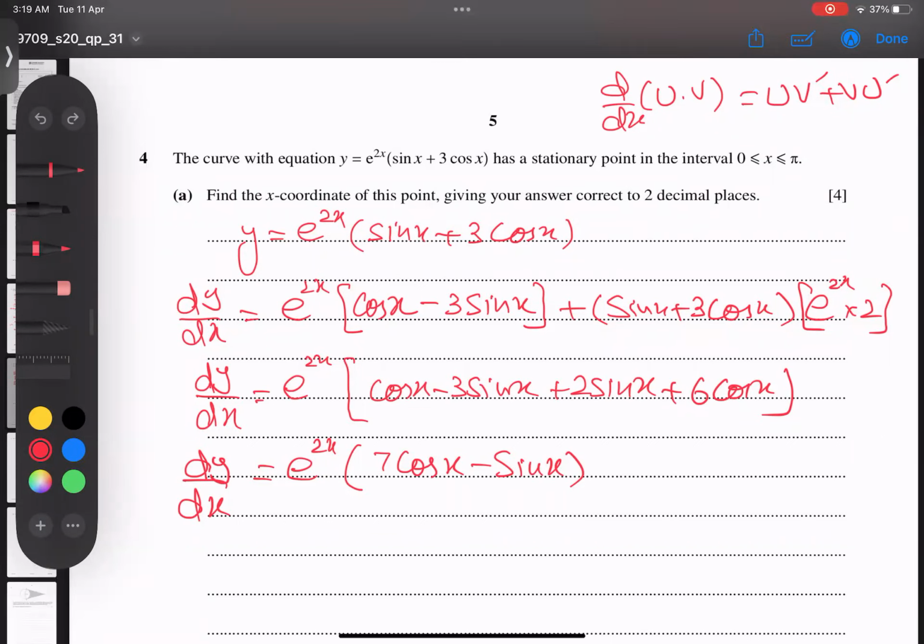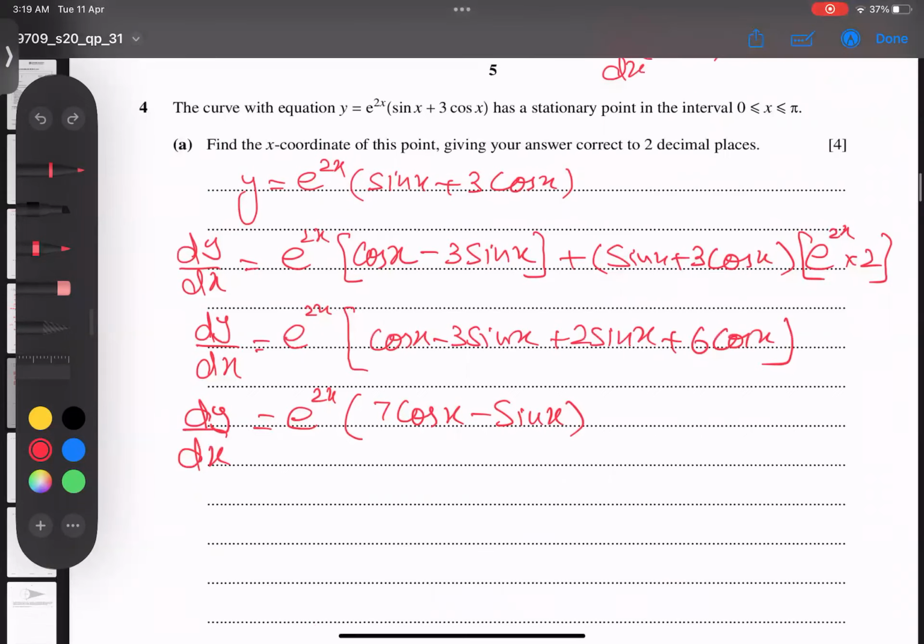Onwards, what is the approach we have? Onwards, we have to say the derivative is 0, e to power 2x times 7 cos x minus sine x. So either the first part is equal to 0 or the second part is equal to 0. And you know it very well, e to power 2x cannot be equal to 0.